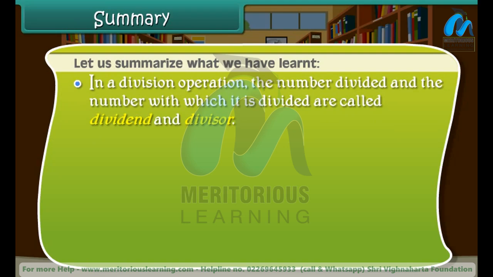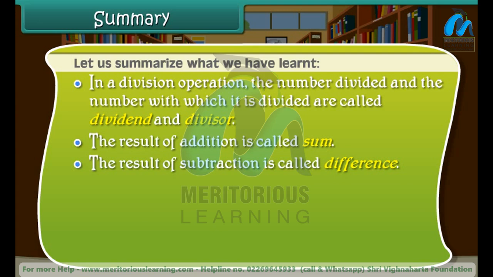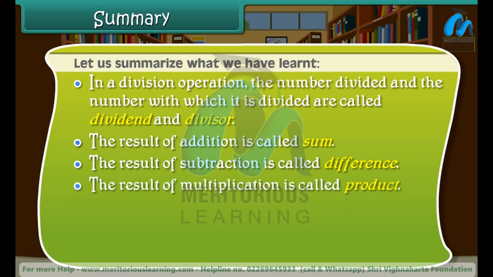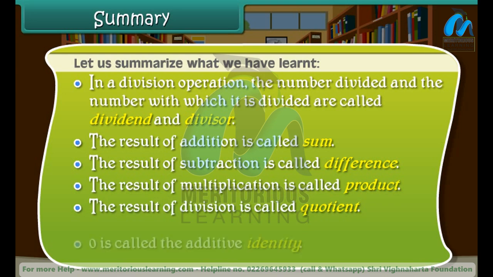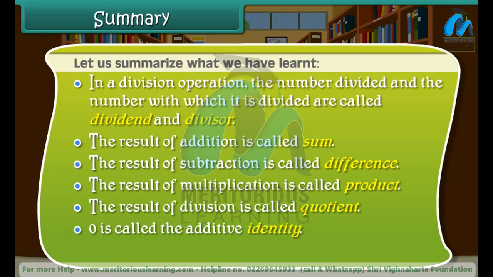In a division operation, the number divided and the number with which it is divided are called dividend and divisor. The result of addition is called sum. The result of subtraction is called difference. The result of multiplication is called product. The result of division is called quotient. 0 is called the additive identity.